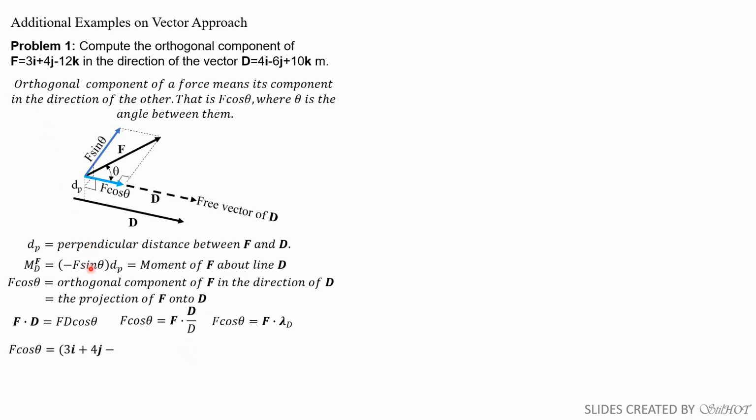So substitute, writing lambda of D as 4i - 6j + 10k over its magnitude, square root of 4 squared, 6 squared plus 10 squared. So the value would be negative 132 over 2 square root of 38. That is 3 times 4 plus 4 times negative 6 plus negative 12 times 10 divided by this magnitude. So solving for F cosine theta in decimal, it's negative 10.71. So that's the answer.